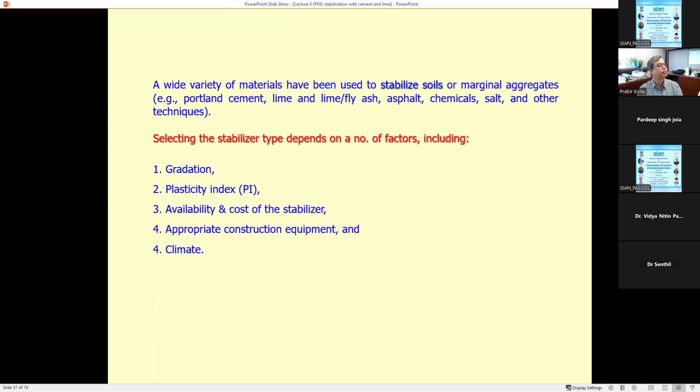Again, stabilizer types: a wide variety of materials can be used. As I mentioned already, Portland cement, lime, asphalt, chemicals, salt, and other techniques. We just talked about only a few. And how you select a stabilizer type depends on a number of factors. You need to see the particle size distribution. We need to see the plasticity index. We need to see the availability of the material and the cost of the stabilizer. We need to see the appropriate construction equipment and the climate. So a lot of things you need to check, and you need to choose what type of admixture or stabilizer you need to use.